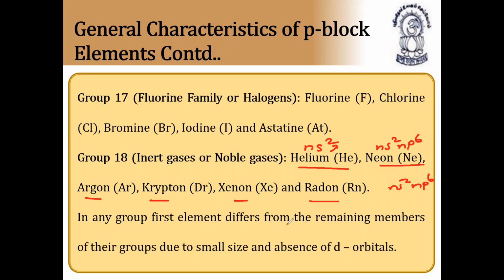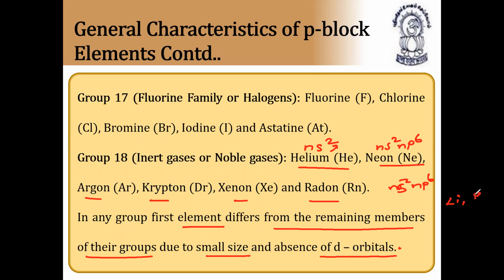In any group, the first element differs from the remaining members. Take any group, whether alkali metals, alkaline earth metals, d block elements, or groups 13, 14, 15. In any group, the first element differs from the remaining members due to small size and absence of d orbitals. This is very important. For example, in the s block, lithium is anomalous to the other elements because of its small size and absence of d orbitals.